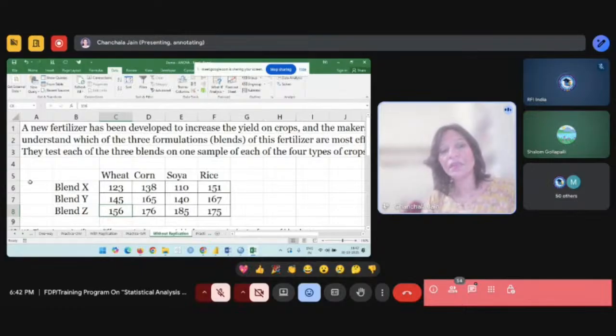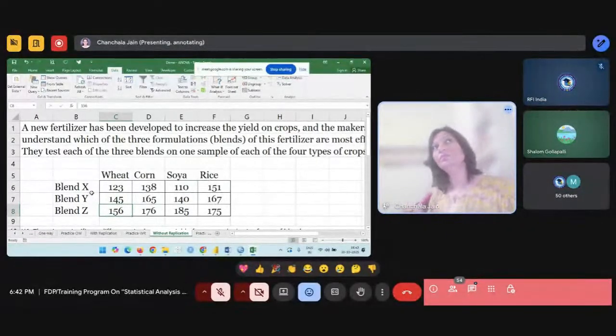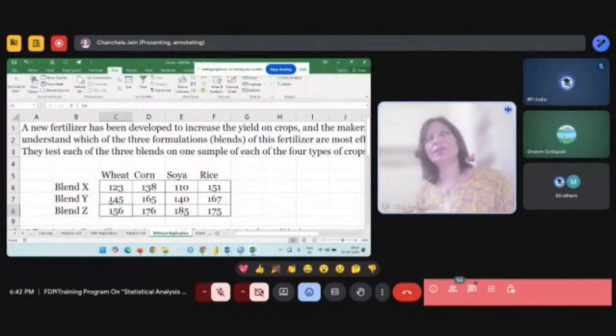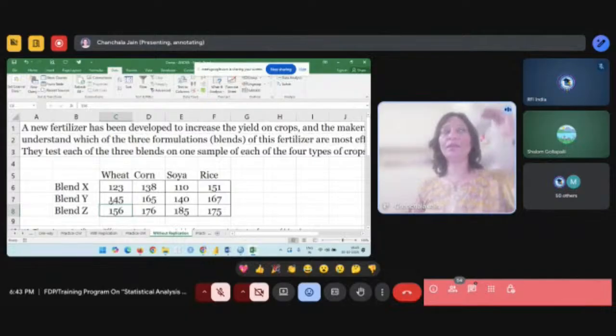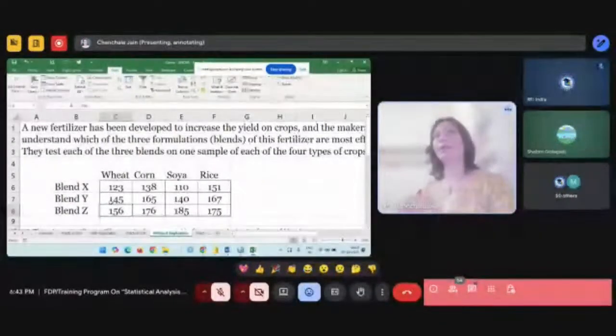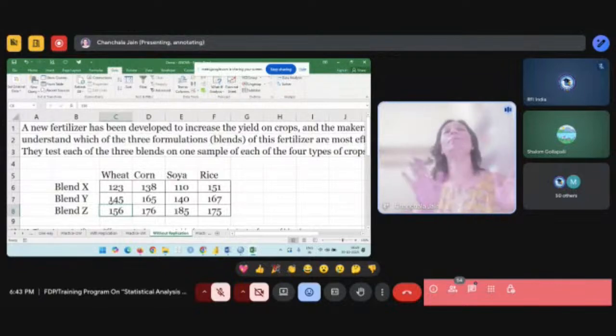You can see here we are only using one blend on one sample of the wheat. Similarly, second blend on the second sample of the wheat, and likewise. So that way there is no replication. I'm not repeating blend X multiple times here. Similarly, blend Y multiple times, and likewise. So there is no replication coming here. So we will go only for formulating two null hypotheses.